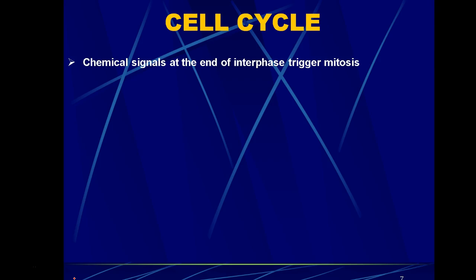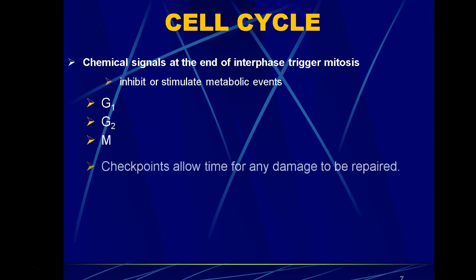Okay. All right. So let's look at where these checkpoints might be. And this sounds like an excellent essay question to appear on your test. All right. So again, these different checkpoints, they're either going to inhibit or stimulate the next metabolic event. So we said we're going to find checkpoints at G1, checkpoints at G2, and checkpoints at M. And so what we want to do is examine what's going on at each of those checkpoints.